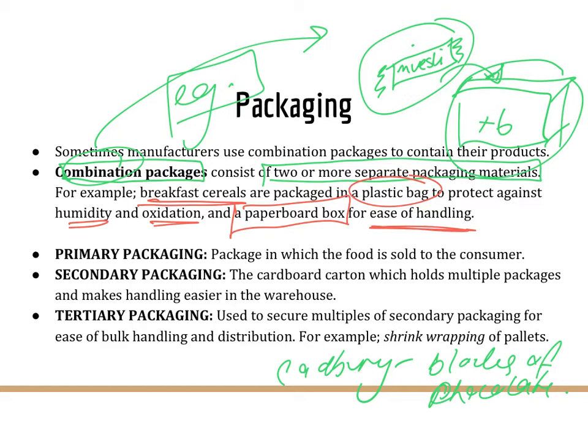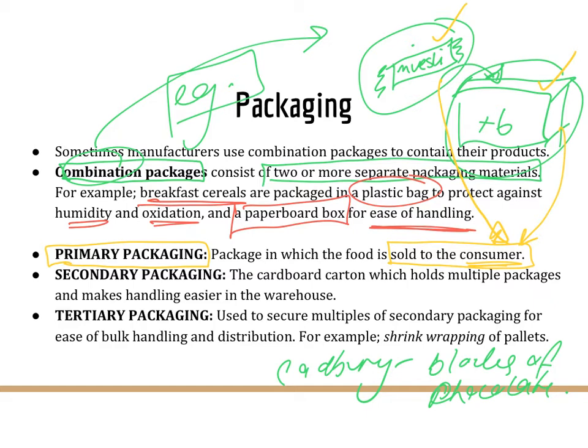Now, you need to be aware of 3 types or layers of packaging. Firstly, we have primary packaging. Now, primary packaging is the food package in which the food is sold to the consumer. Okay, so a good example of this would be the cardboard box around the muesli bars, as well as the actual plastic coating around the individual muesli bars. So these 2 examples are the primary packaging, because we as consumers are given these types of packaging.